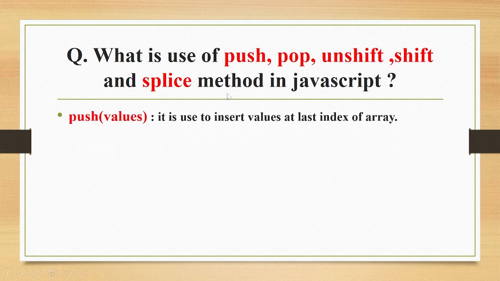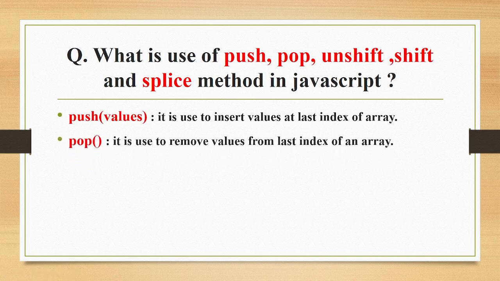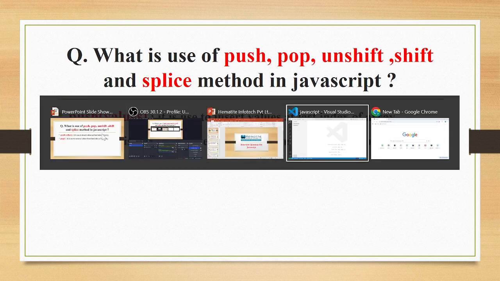Push method is used to insert values at the last index of an array. You can add single or multiple values at the last index of an array. Similarly, there is a pop method, but pop method is used to remove the values from the last index of an array. So friends, let's first see the use of push method and pop method practically.